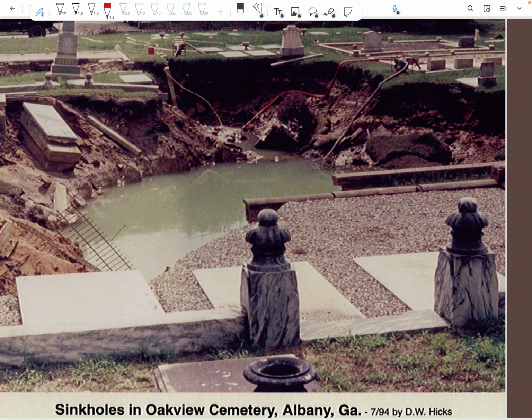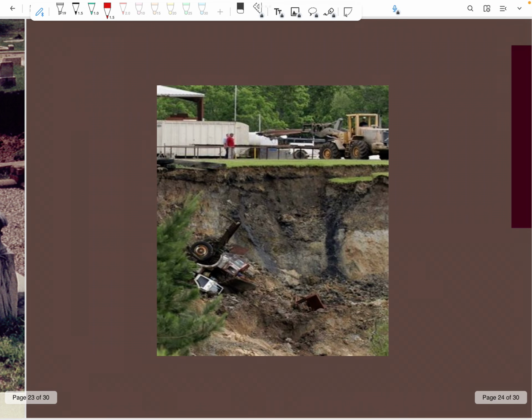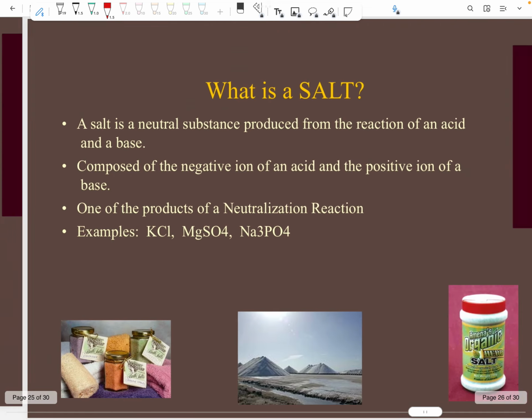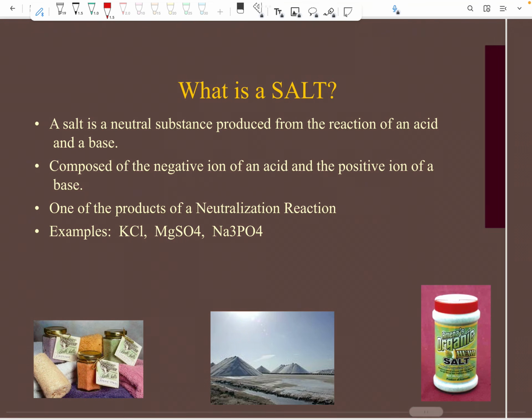It's this cemetery in Georgia. And another sinkhole over here. This is why climate change is a really bad thing, and acid rain is a big product of that. A salt, it's a neutral substance produced from the reaction of an acid and a base. So that's a nice definition for you. It's composed of a negative ion of an acid and the positive ion of a base. And it's a product of a neutralization reaction. That's when an acid combines with a base.